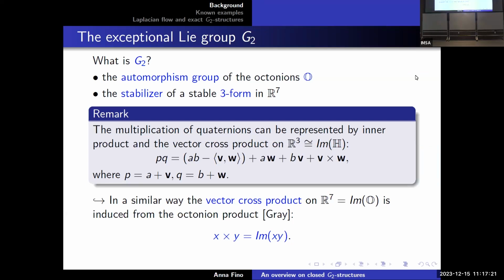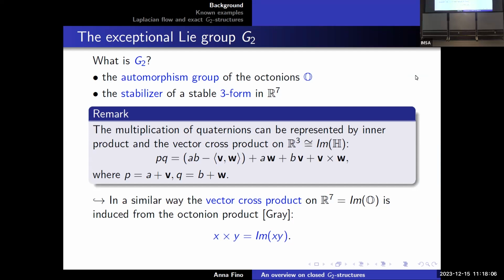We will see a way to get this three-form. That way is in terms of the vector cross product. Let's see this remark. If you take the multiplication of quaternions, this can be described in terms of the scalar product and the vector cross product on R3, which you identify with the imaginary quaternions. So you just write the scalar part of p and q and the part in R3, and you can see that it involves essentially the scalar product and the cross product.